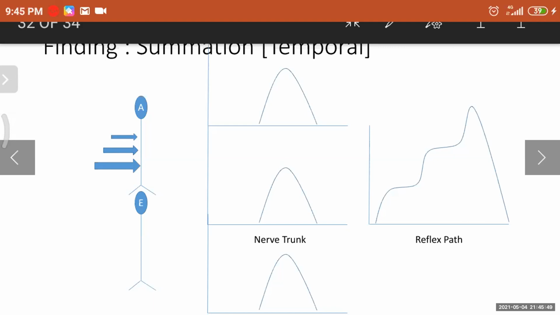The other feature is also when you are giving a higher and higher intensity of stimulus. In a nerve trunk, what happens is they follow the all or none phenomenon. So all the stimuli will produce a similar response, but a reflex arc acts differently. When you give a higher and higher stimulus, it produces a higher and higher magnitude of response, right? So that is also implicit from this. Okay.